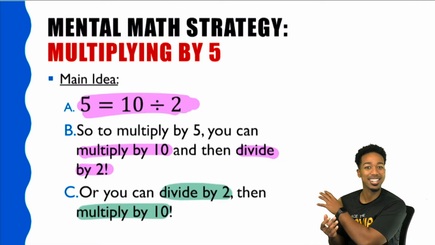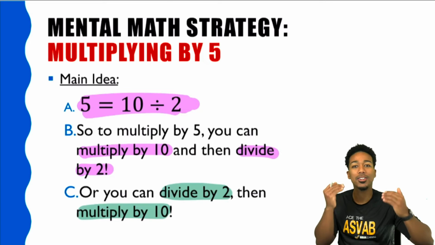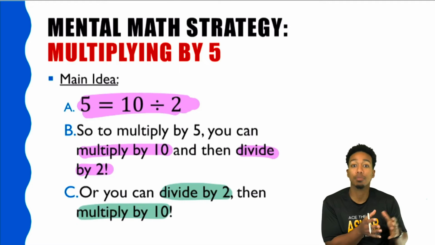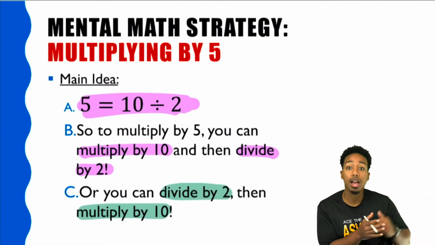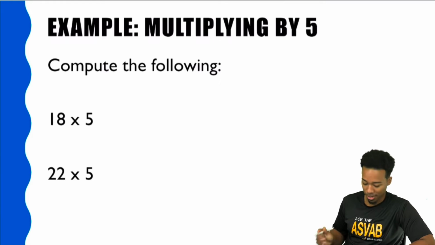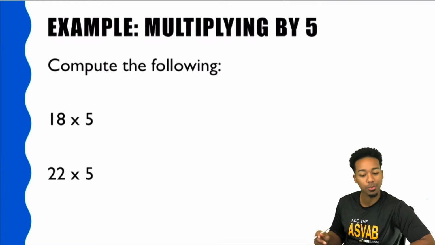We're going to show you some examples. We're going to practice right now. So again, either way works. This is just all about understanding how numbers work. That way you can give yourself an easier time, spend less time, and have more time to plan. That's how you ace the ASVAB. So let's go ahead and start some of these practice problems. We got 18 multiplied by 5. Let's start off with this one right there.